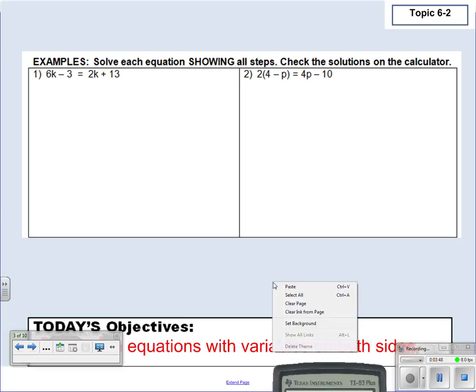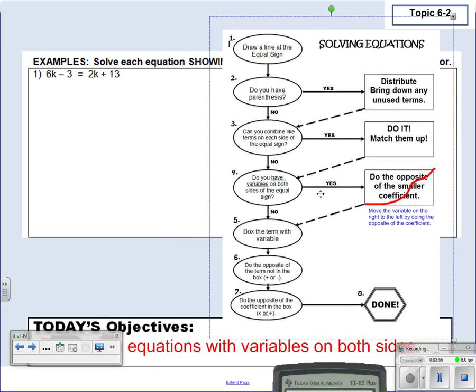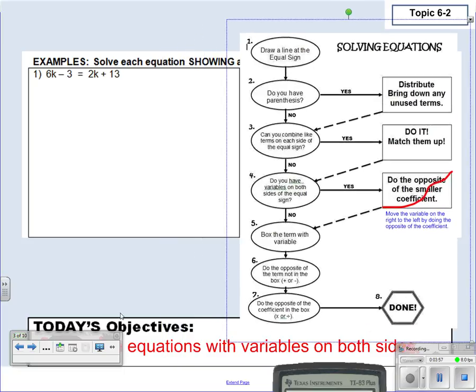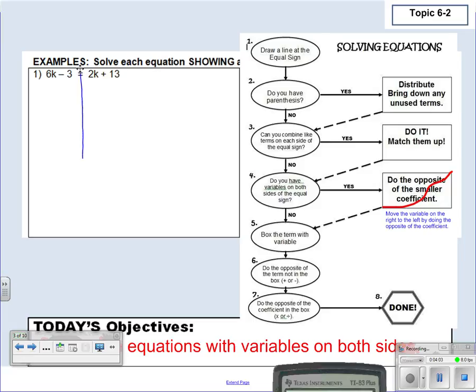Our first problem, we have 6k minus 3 equals 2k plus 13. I'm going to bring my flow chart up. Now we'll follow the flow chart. Draw the line down the equal sign. Do we have parentheses? No, we do not. Go on to the next step. Can you combine like terms on each side of the equal sign? On my left side, I have a 6k and a minus 3. I cannot combine. Right side, I have 2k plus 13. I cannot combine, so the answer is no.